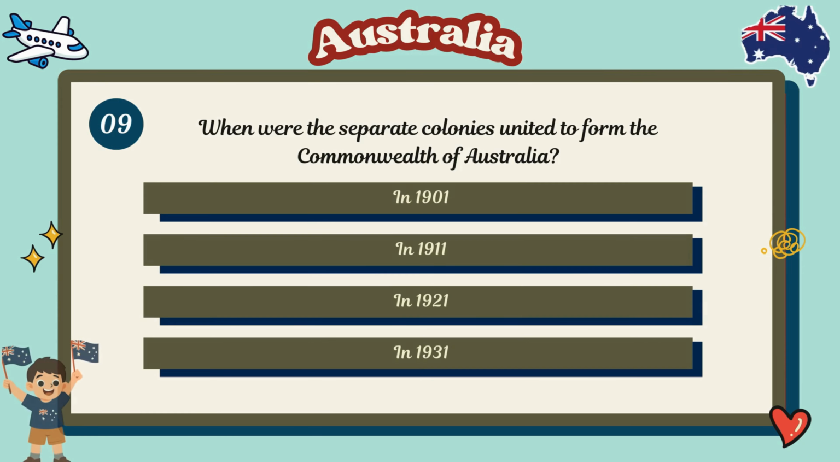Question 9. When were the separate colonies united to form the Commonwealth of Australia? A. In 1901. B. In 1911. C. In 1921. D. In 1931.